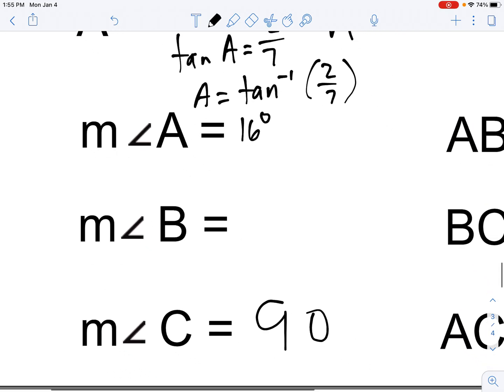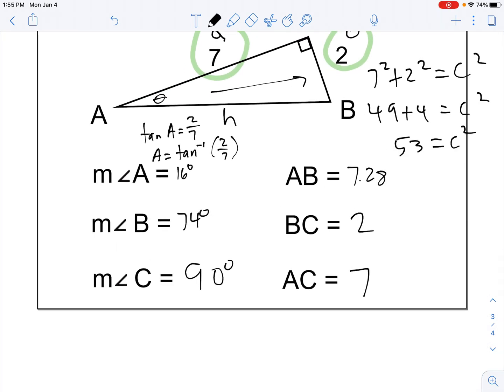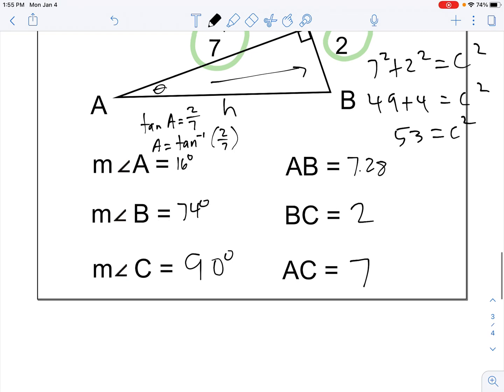Now we have three angles of a triangle. Add the two together, subtract from 180, or this has to be 74 degrees because 16 and 74 has to equal 90, because the other third angle is 90 degrees. So either way, that's how we're going to do it. So use trig one time. Everything else could be Pythagorean theorem or add to 180.